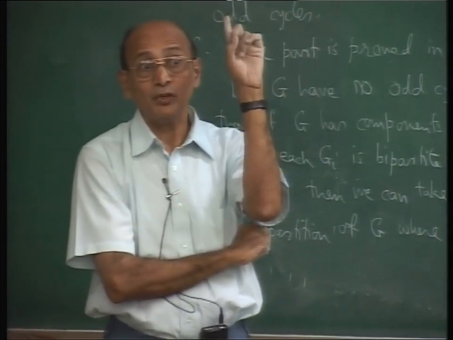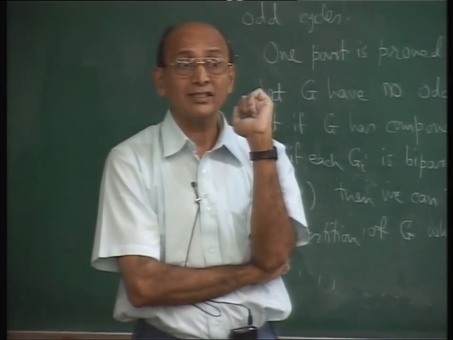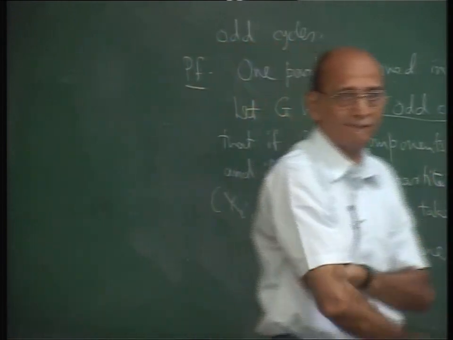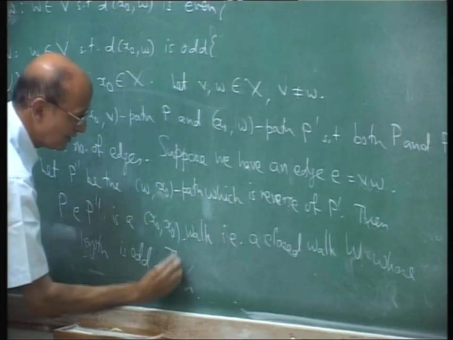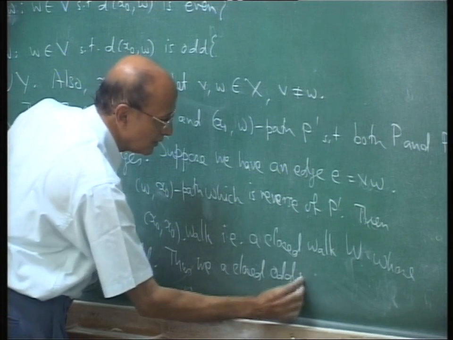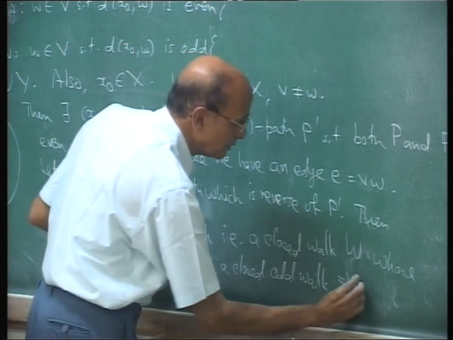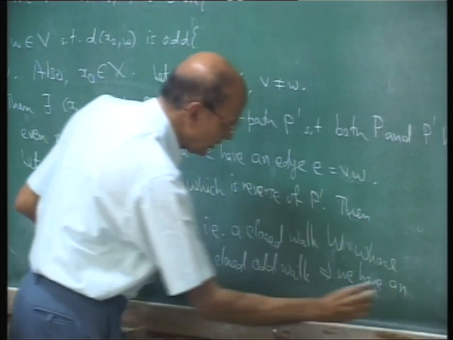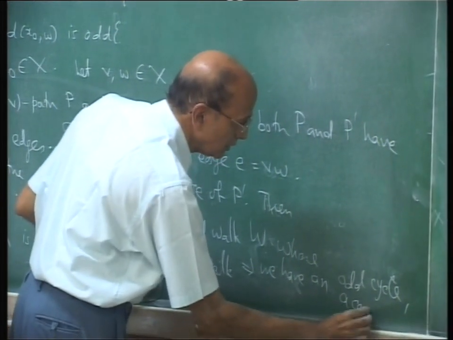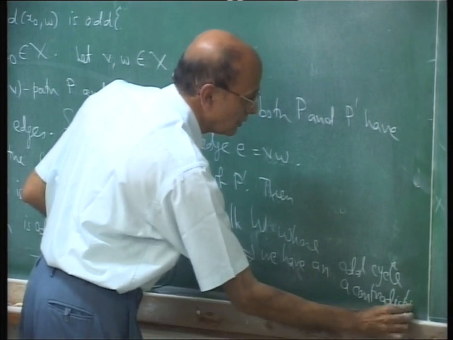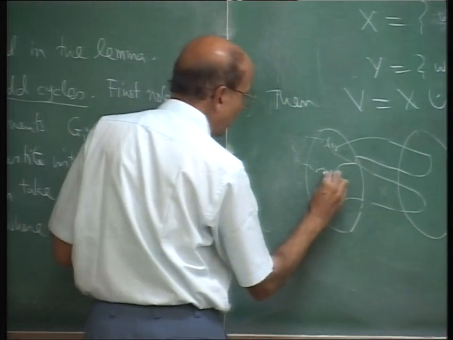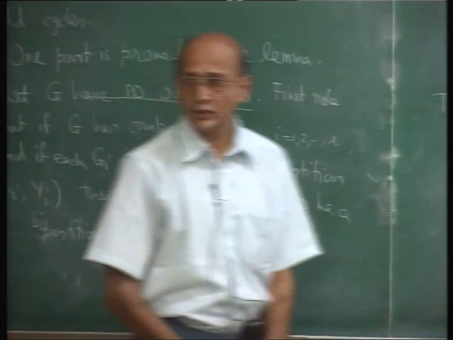We proved that if you have a closed walk of odd length, then there is a cycle of odd length. Odd cycle, a contradiction. Why did this contradiction arise? It arose because we assumed that VW is an edge. So VW cannot be an edge.